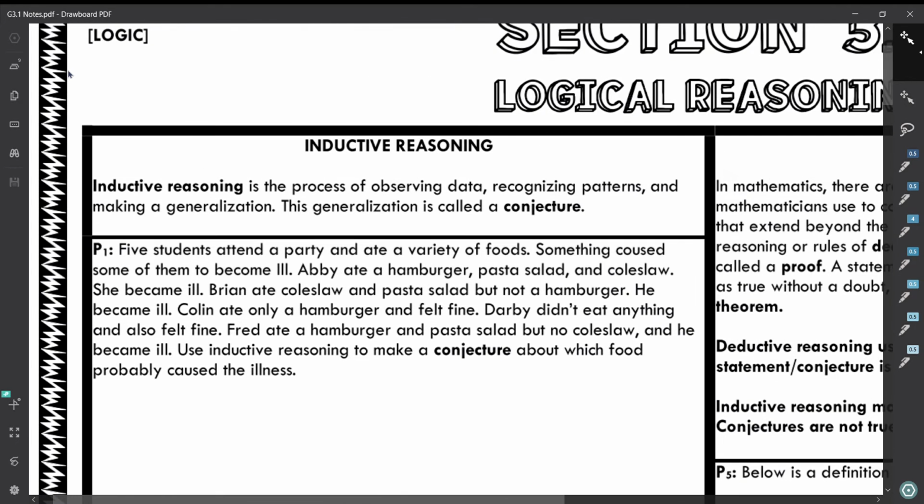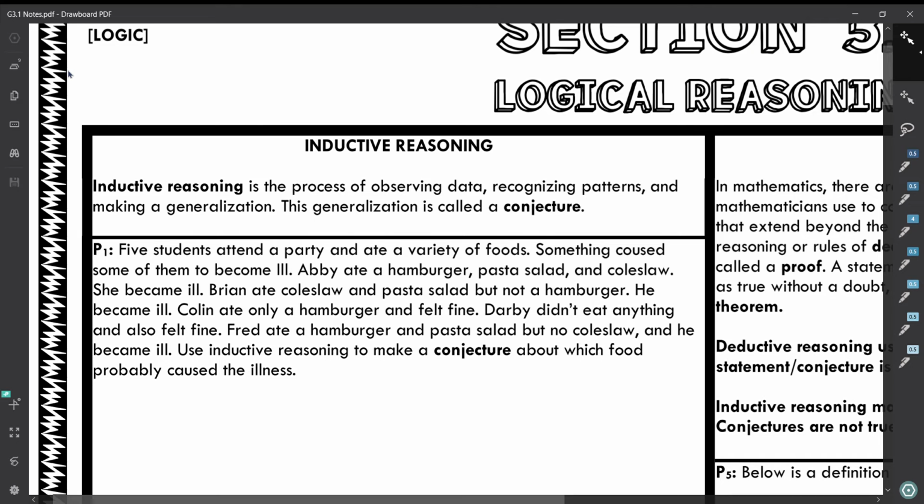Let's begin. So we have inductive reasoning. This is a type of logical reasoning that we use in geometry. So inductive reasoning is the process of observing data, recognizing patterns, and making a generalization. This generalization is called a conjecture. I like to think of it kind of as like the scientific process, right? We do some experiments, we recognize some patterns, and from there we kind of try to conclude a general statement based on specific evidence that we found. Okay? These statements that we conclude are called conjectures.